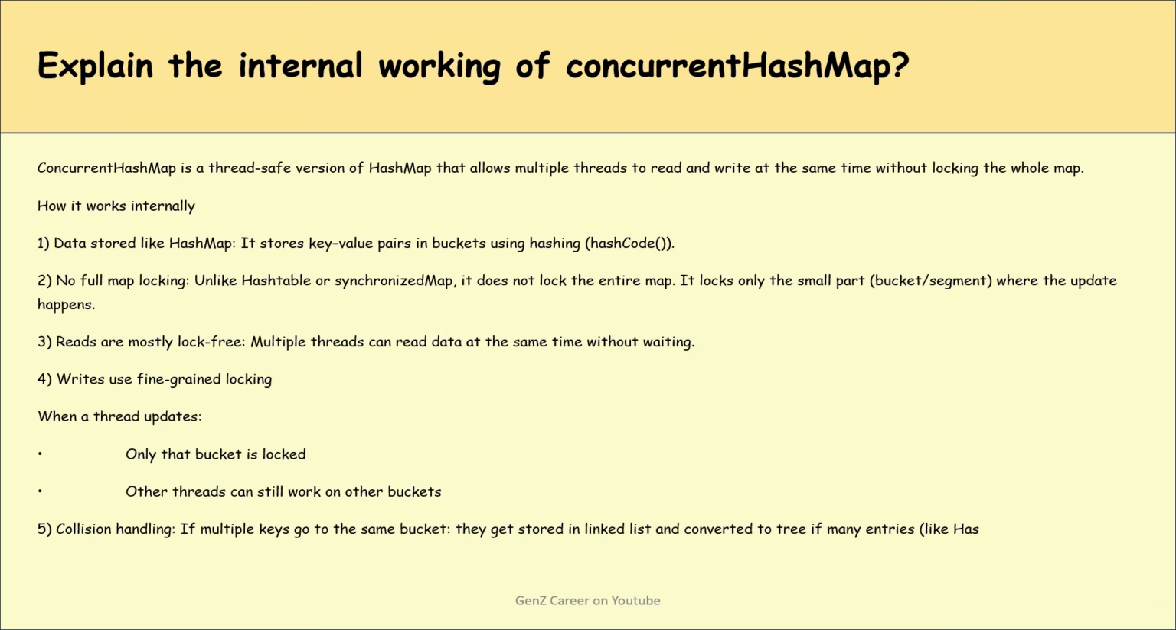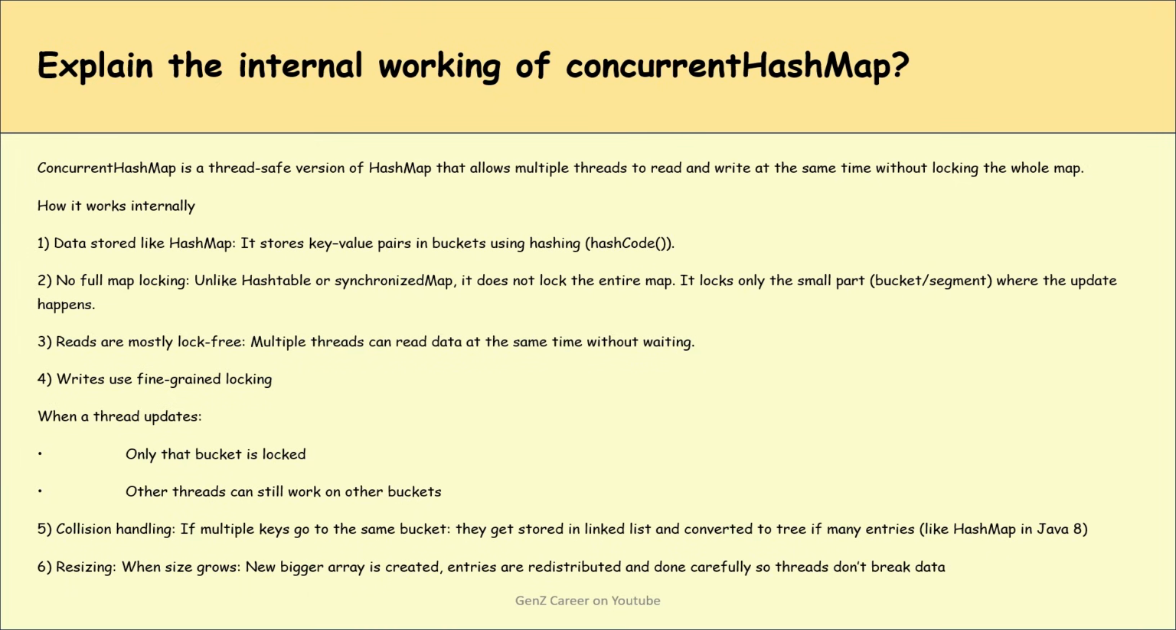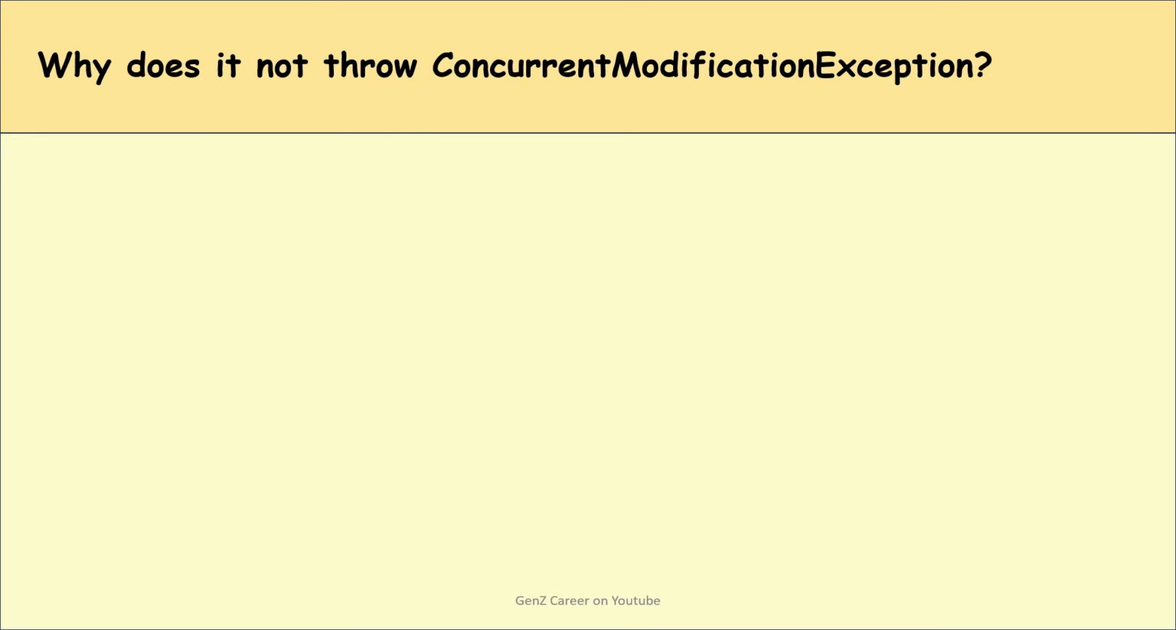Okay. Sixth is resizing. When size grows, new bigger array is created, entries are redistributed and done carefully so threads don't break data. Next question is, why does it not throw ConcurrentModificationException? ConcurrentHashMap is designed for multiple threads.